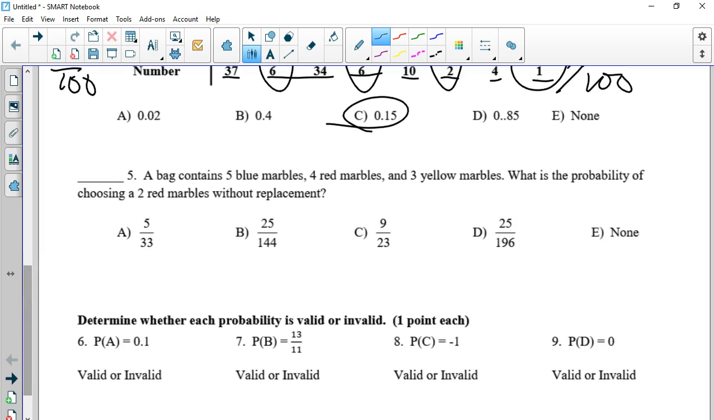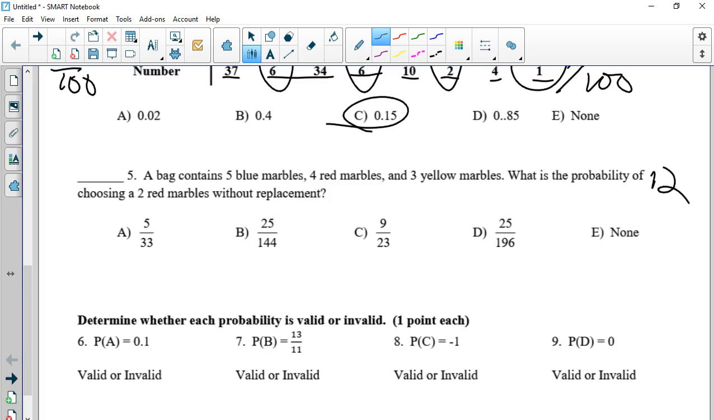Number 5, got a bag with 5, 4, and 3 marbles. That's 5 plus 4 is 9, plus 3 is 12. So there's a total of 12 here. Just want to make note of that somewhere. Okay? Now, it says, what's the probability of choosing 2 red marbles without replacement? You've got to remember to look for those words, with and without replacement. So let's see what that means.